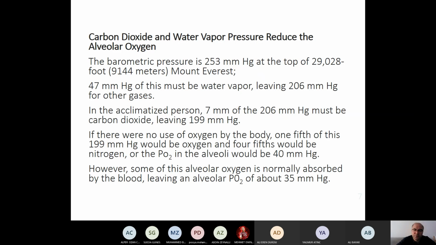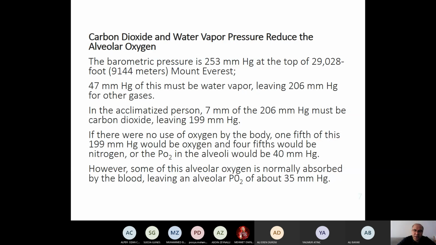Barometric pressure is 253 millimeter mercury at the top of 29,000 feet, meaning 9,144 meters, like Mount Everest. 47 millimeter mercury of this must be water vapor, leaving 206 millimeter mercury for the other gases. In an acclimatized person, 7 millimeter of the 206 millimeter mercury must be carbon dioxide, so the rest is 199 millimeter mercury.